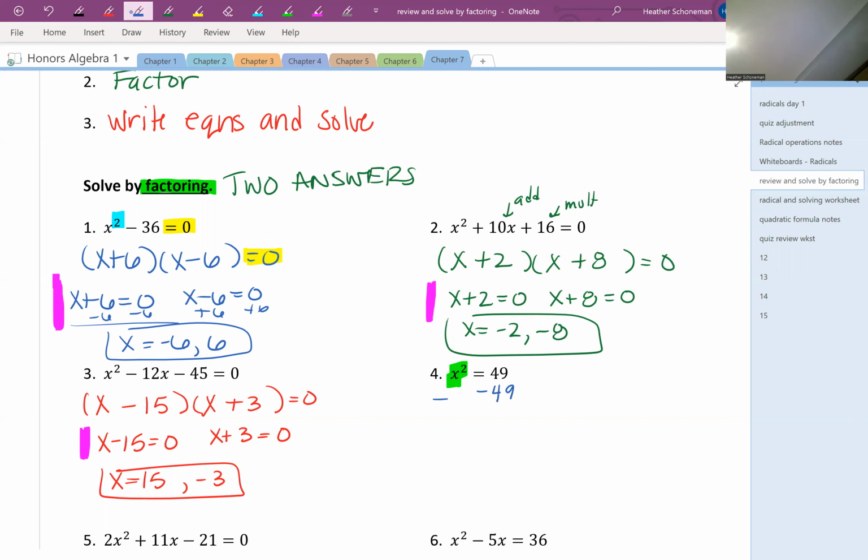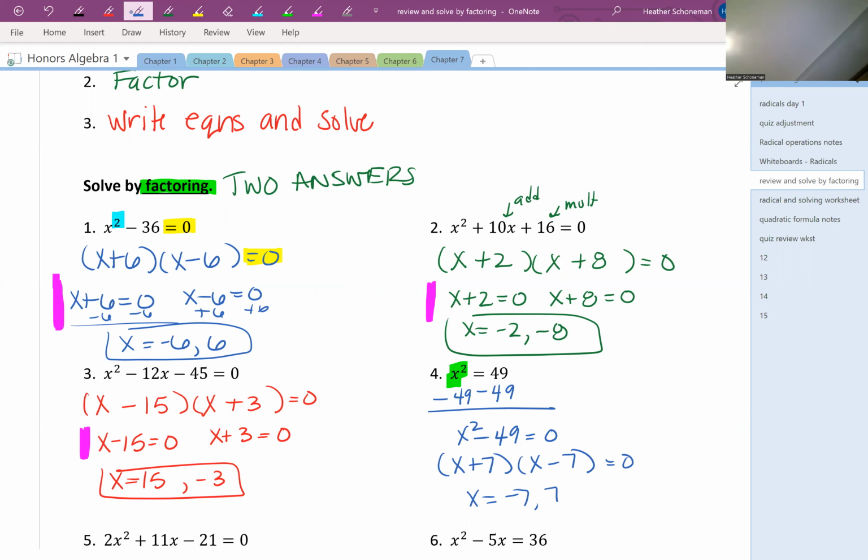So I'm going to subtract the 49. So that gives me x squared minus 49 equals 0. So that's step 1. Step 2, factor. It's a difference of squares. So that's going to factor to x plus 7, x minus 7. So when I solve, I get -7 and 7.